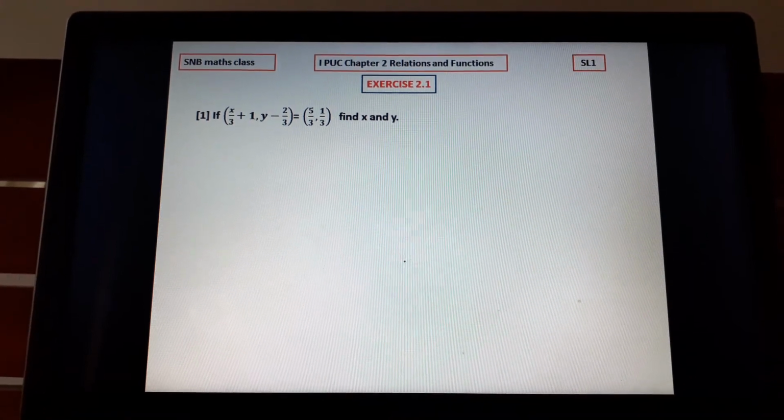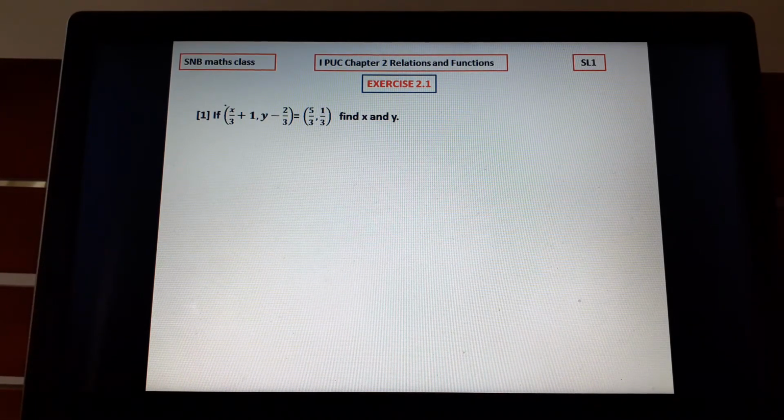Hi students, this is a supplementary lesson, chapter number 2, relations and functions. We are working out the questions of exercise 2.1. The first question is, if (x/3 + 1, y - 2/3) = (5/3, 1/3), find x and y. That means we have to find the value of this x and y.